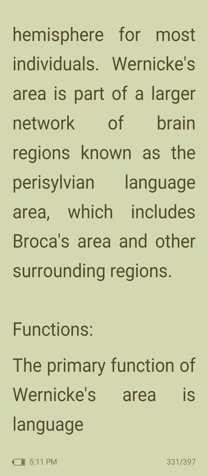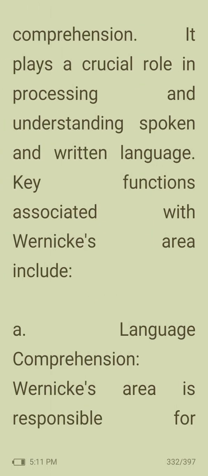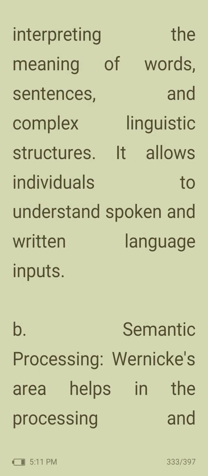Then Wernicke's area is part of a larger network of brain regions known as the perisylvian language area, which includes Broca's area and other surrounding regions. Then functions. The primary function of Wernicke's area is language comprehension. It plays a crucial role in processing and understanding spoken and written language. Key functions associated with Wernicke's area include language comprehension. Wernicke's area is responsible for interpreting the meaning of words, sentences, and complex linguistic structures. It allows individuals to understand spoken and written language inputs.